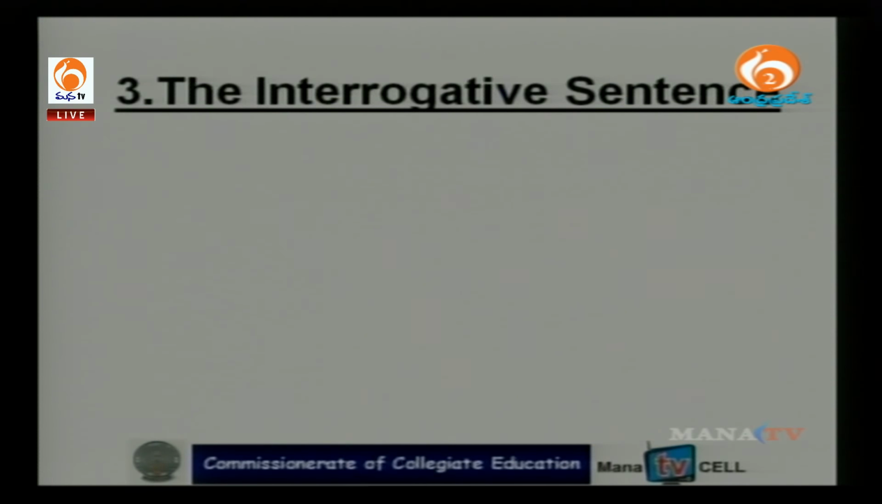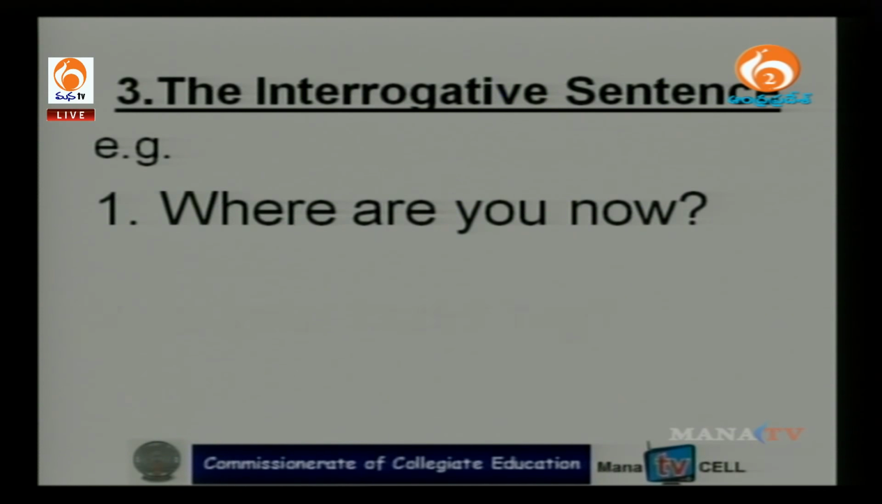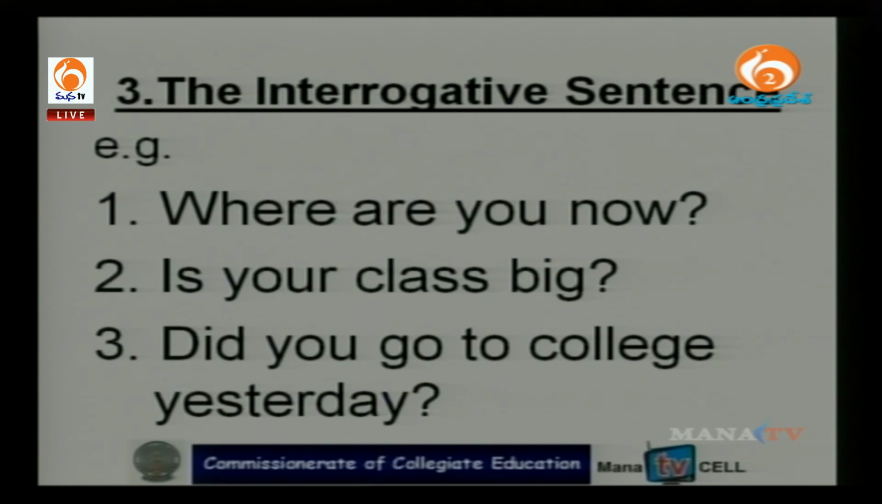Now, the third one is the interrogative sentence. Interrogation means questioning. So, here you will find some examples. Where are you now? Is your class big? Did you go to college yesterday? When you observe the examples, the first one starts with a WH word, and there are so many other words like what, which, when, where, how, whose, whom, etc. All these words generally are used to put questions to others.